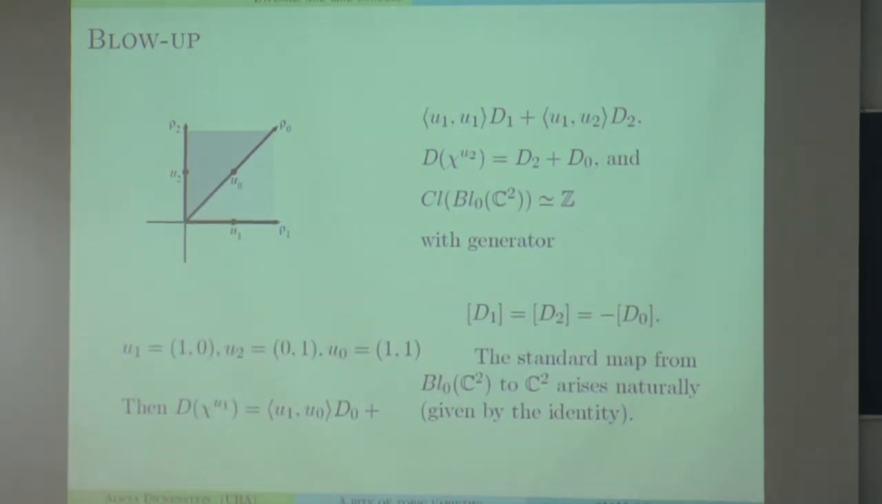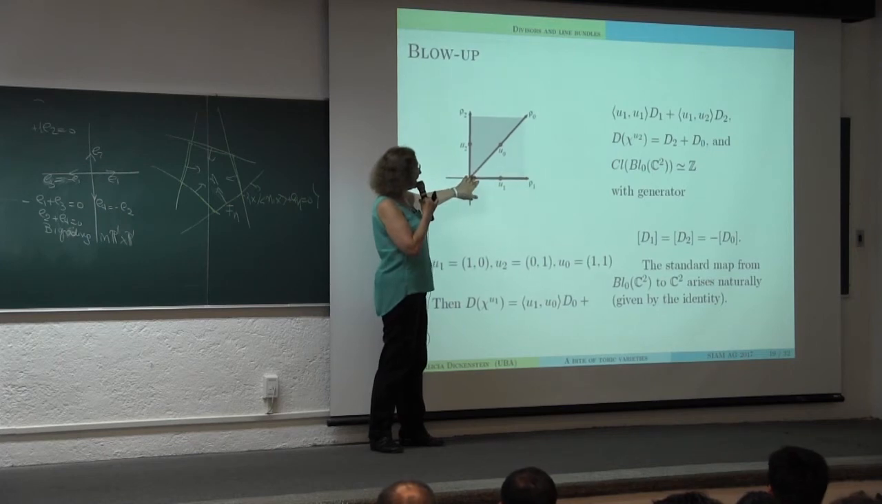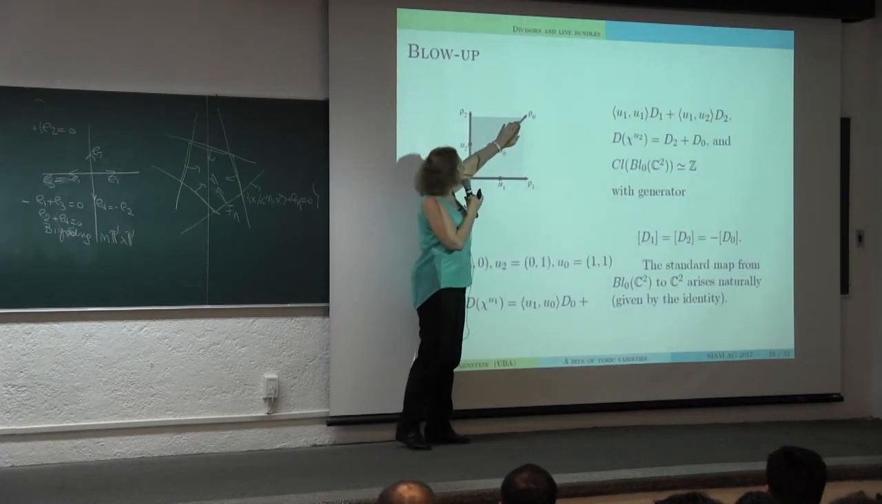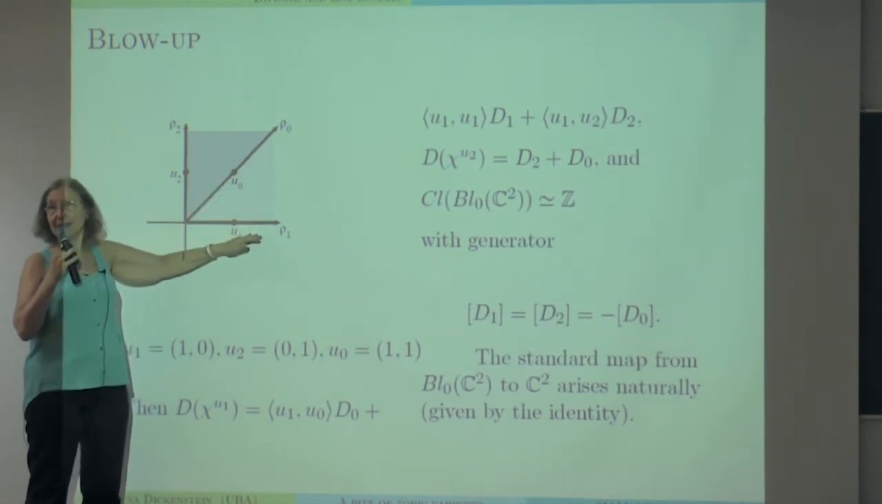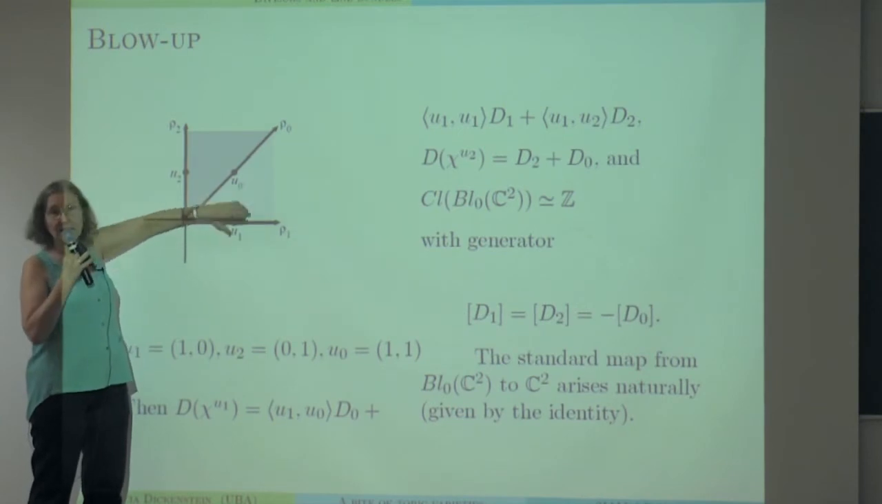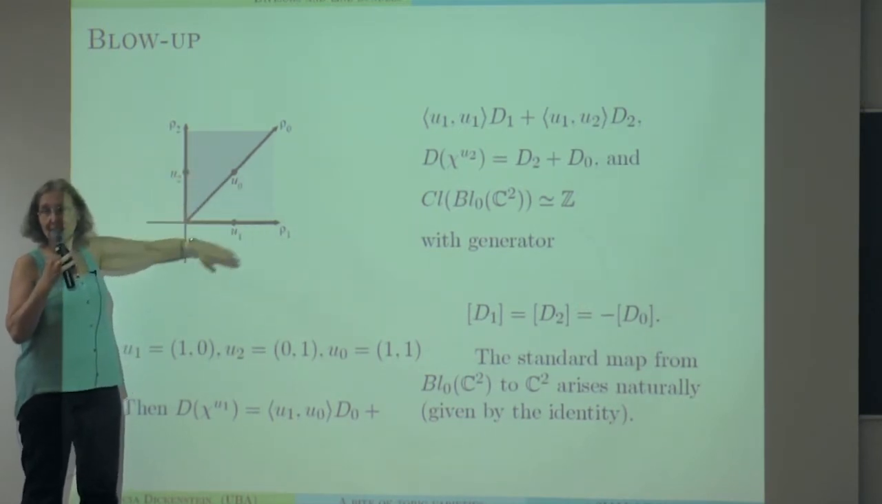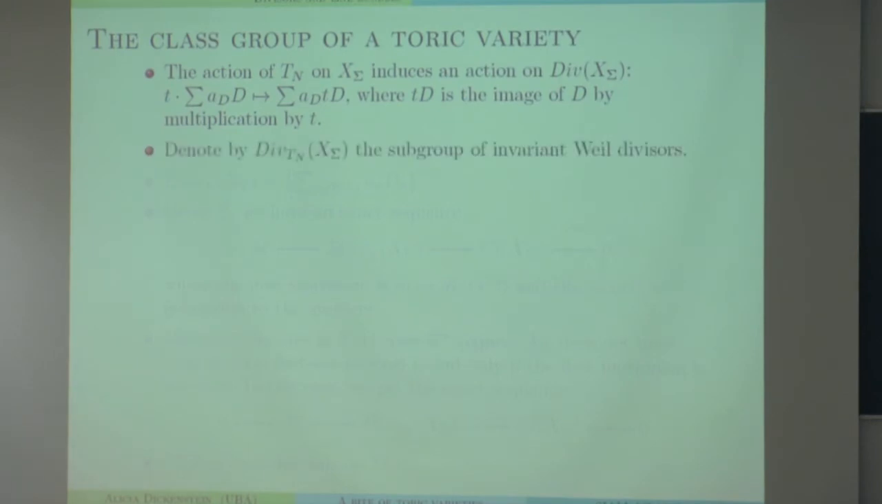And there is a standard map that goes from the blow up to C2. It's because I just take the identity. So one fan is just this cone and the other these two. If I take the identity, this is clearly a lattice map, and this cone is containing this, and this is containing this, so this is compatible, and this identity map gives exactly the blow up when you do the computations. Okay, so let me tell you how you get the class group of a toric variety.